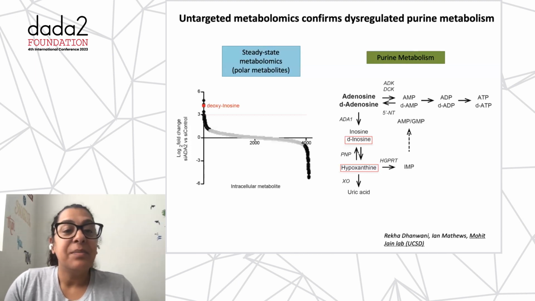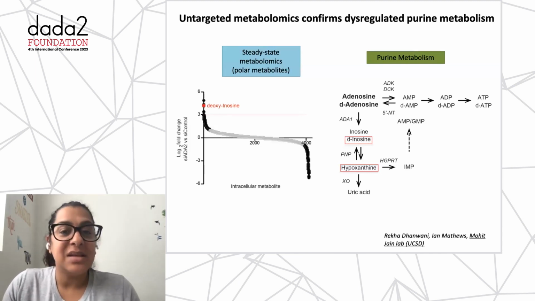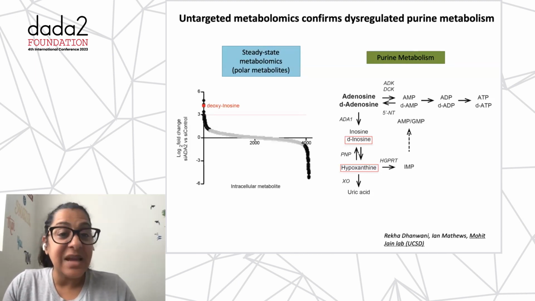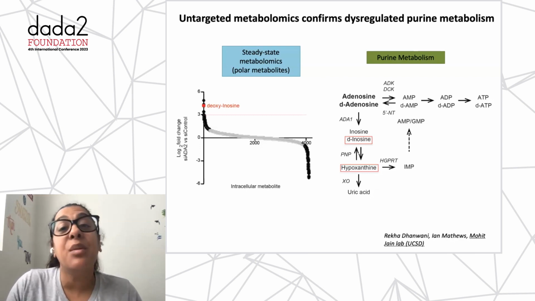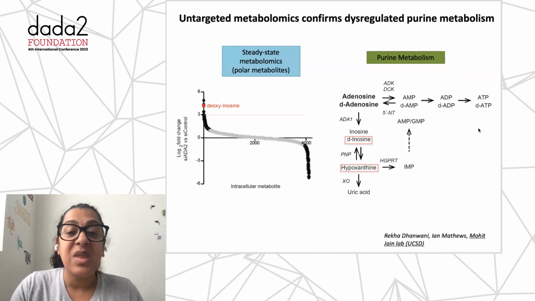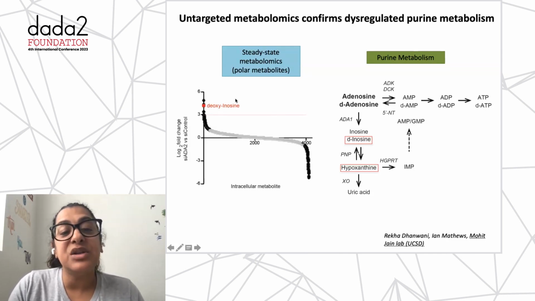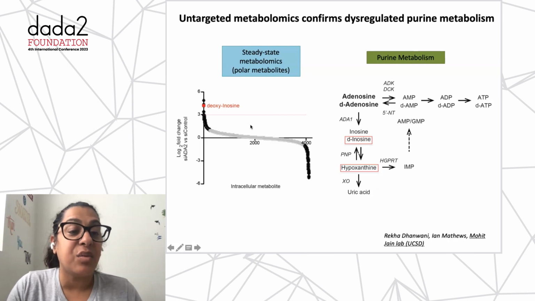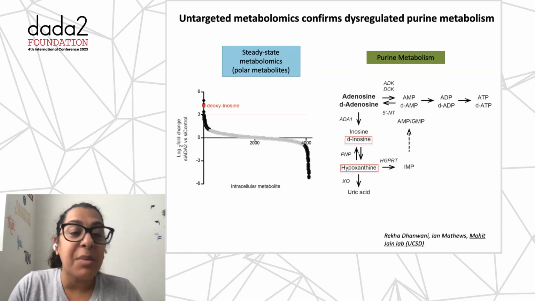So what's the mechanism? ADA2 is a metabolic enzyme, so we performed steady-state untargeted metabolomics analysis of ADA2 knockdown cells to tease apart how IFN-beta upregulation was occurring in ADA2 knockdown cells. And what you're looking at here is the untargeted metabolomics data on the right and on the left. And what we noticed immediately was that ADA2 knockdown cells had upregulation of deoxyinosine.